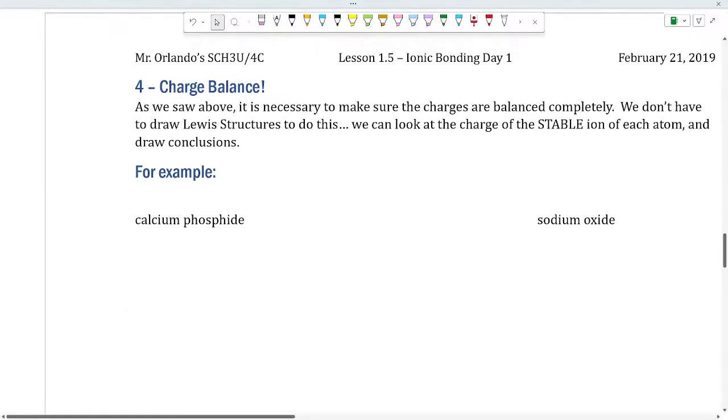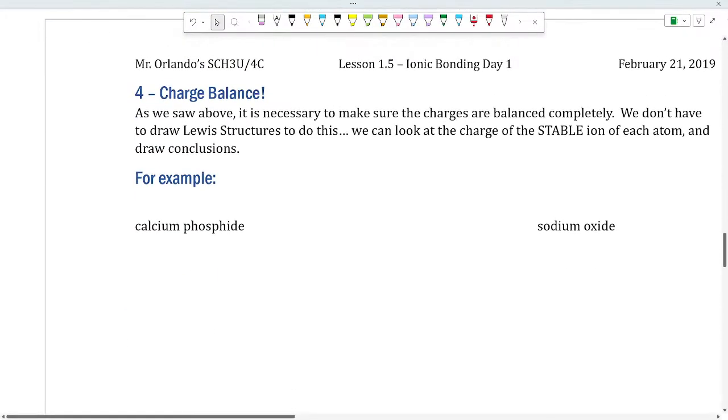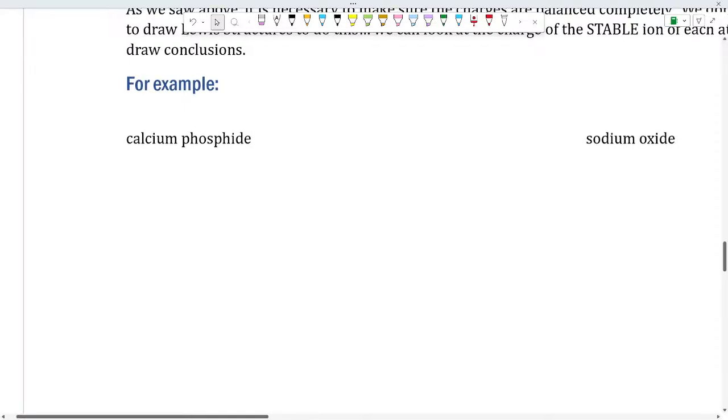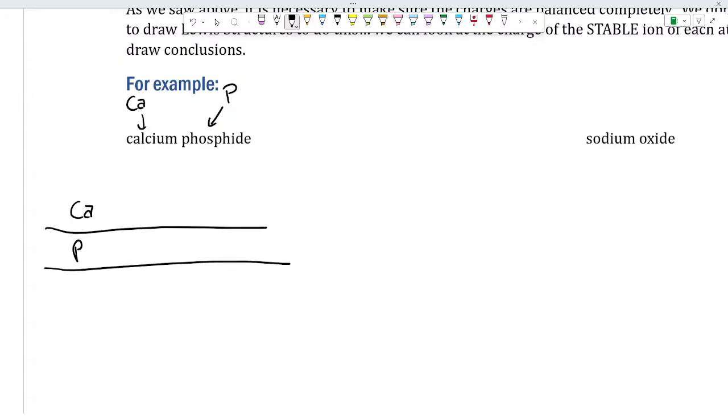It's charge balance. It's just the idea that to put 2 things together, the charges have to balance out. So, let's say we're looking at calcium phosphide. Calcium, of course, is Ca, and phosphide means that it is phosphorus, which is P. Okay, here's what I do. I make a little table like this. And I basically say, okay, if I were drawing this, calcium is going to give away how many electrons?